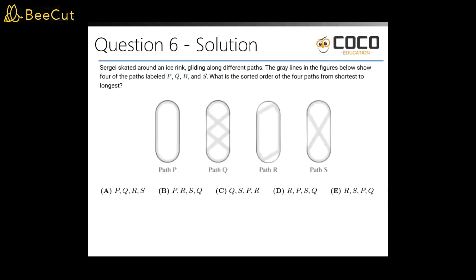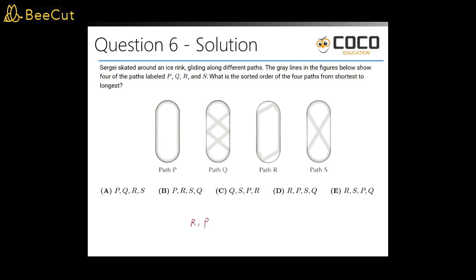Now let's take a look at question 6. They want us to rank the 4 paths from the shortest to the longest. Now let's try P and R. So the only difference is this part: for P, this is a curved line. For R, this is a straight line. We know that between any 2 points, the straight line is the shortest. Okay. So first we know that R is less than P. So we got R followed by P.